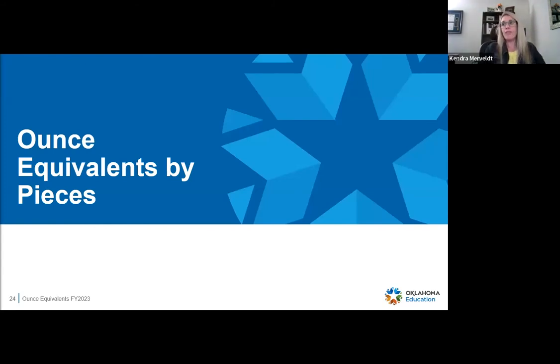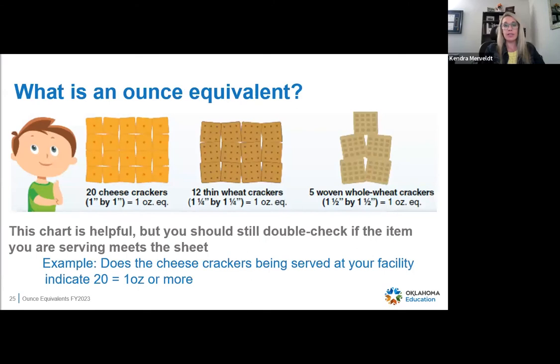The other thing that we have is ounce equivalent by pieces. Again, this is on the same sheet. You have the 20 cheese crackers, the 1 by 1, and that equals 1 ounce. It does give you a lot of helpful hints. Again, we have all of these things, but we always say double check to make sure that they are ounce equivalents.